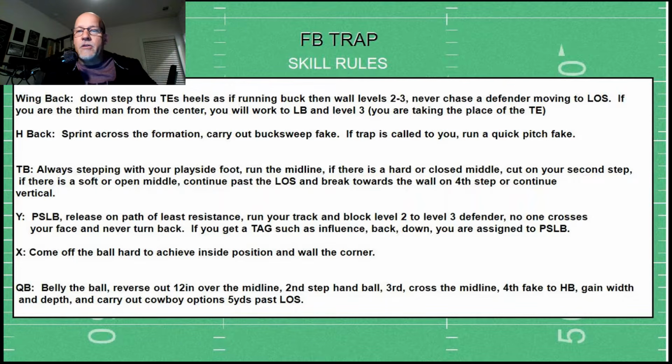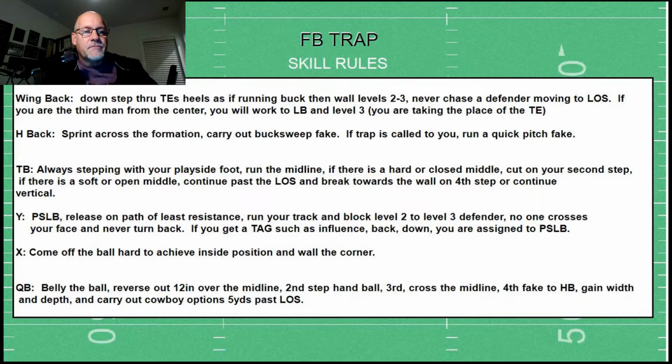If there's what we call a hard center or closed middle against a 50 front or an A-gap player, then he's going to cut on his second step. So if we're running trap to the right, he's going to take a step with his right foot, left foot, ball, cut. If there's a soft or an open middle, he's going to continue past the line of scrimmage and break towards the wall, typically on his fourth step. And then he's going to continue vertical when he passes the wall. We'll show you some great clips of what the wall should look like.